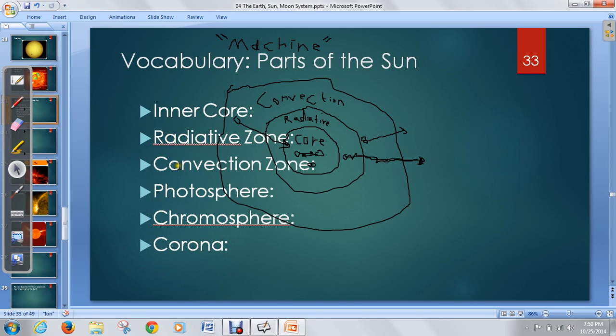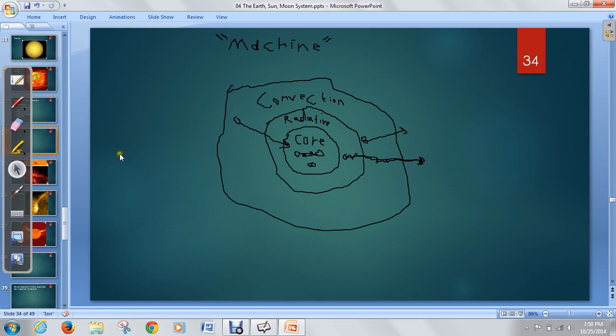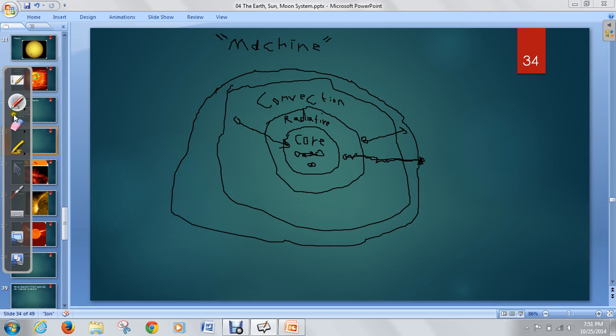Inner core, radiative zone, convection zone. Then there's the photosphere, the chromosphere, and the corona. So the photosphere and the chromosphere and the corona are all very small compared to the first three layers. They're very thin compared to the first three layers.